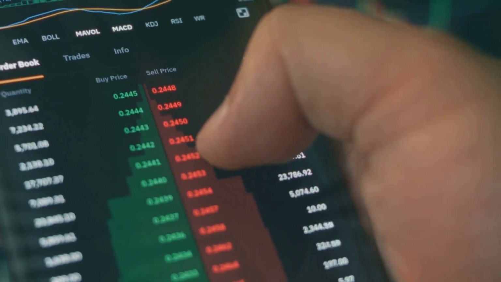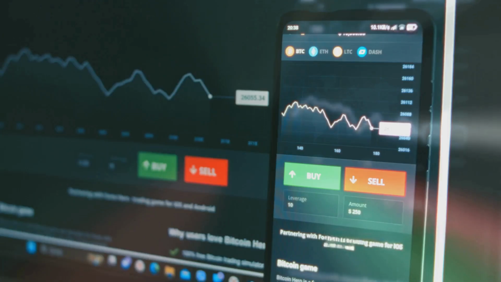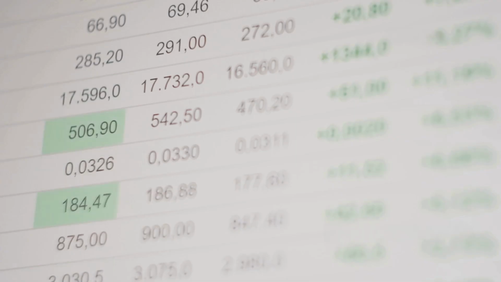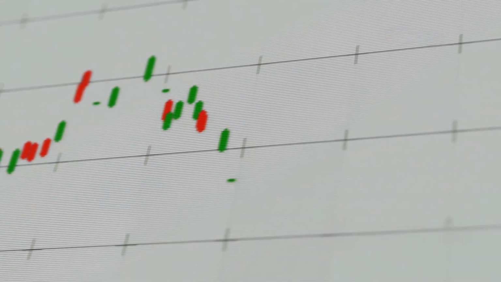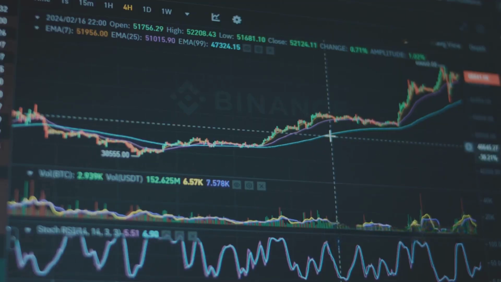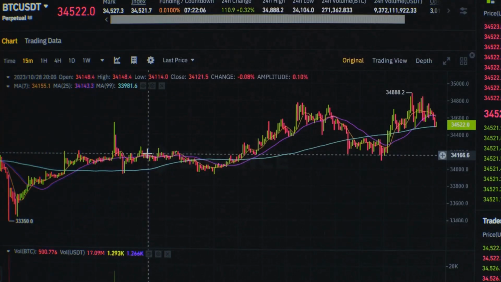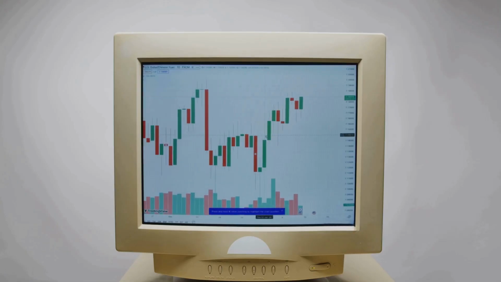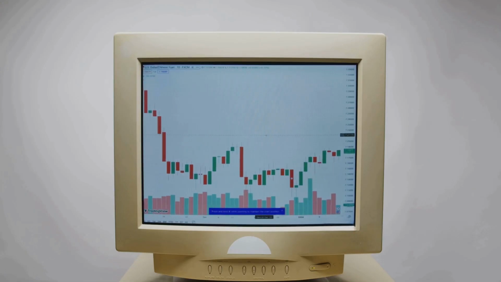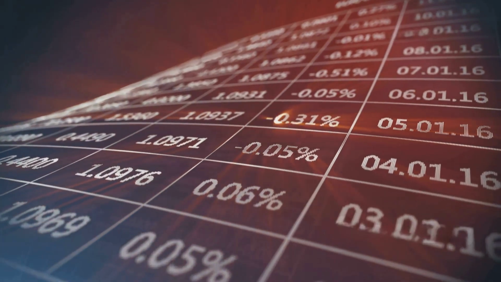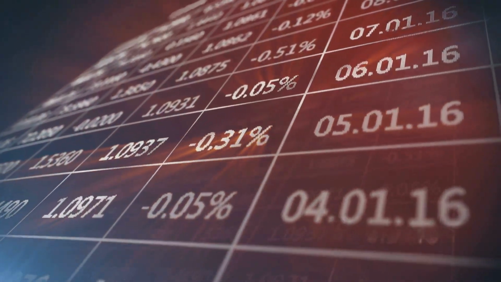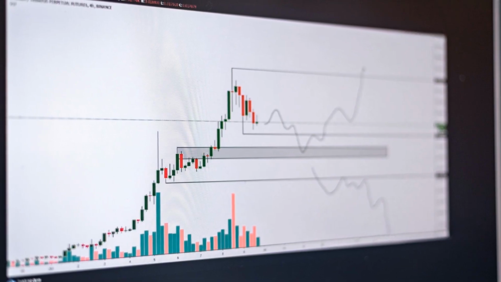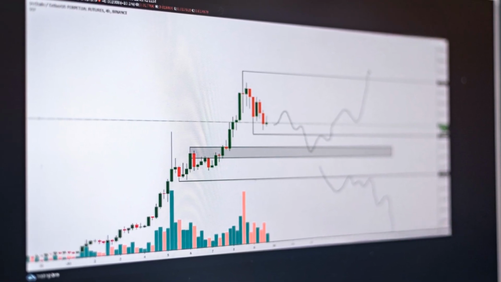The tool plots key levels, 23.6%, 38.2%, 50%, 61.8%, and sometimes 78.6%. These are your safety nets. If price pulls back, it might bounce at 23.6%. If not, watch 38.2%, then 50%, and so on. The 61.8% level is especially significant. A deep retracement, but often a strong foundation for the trend to continue.